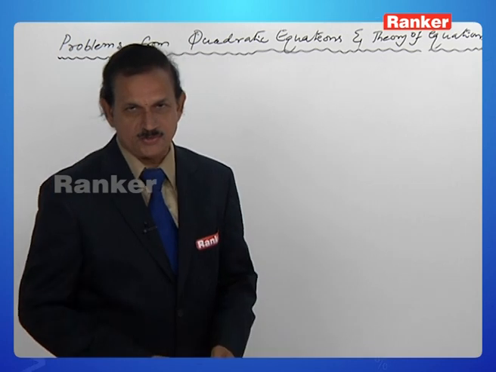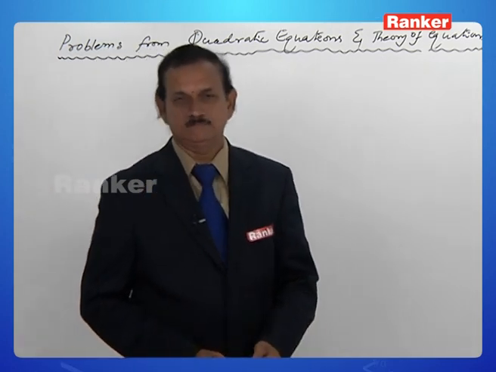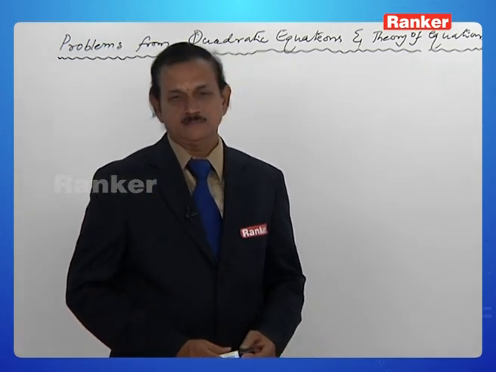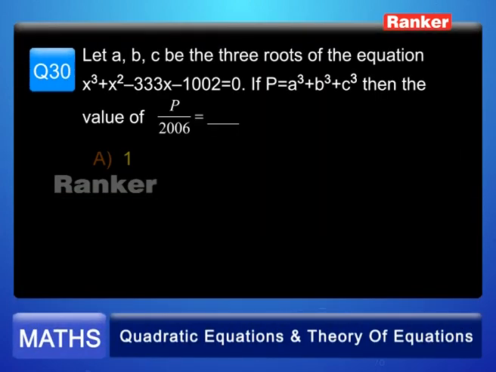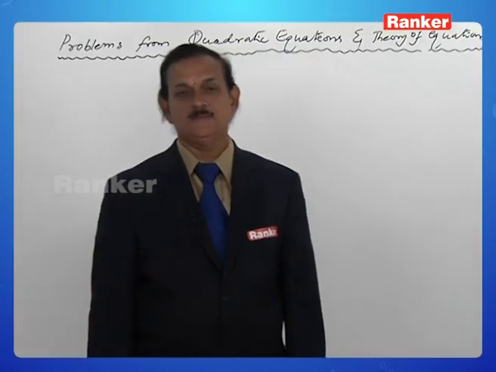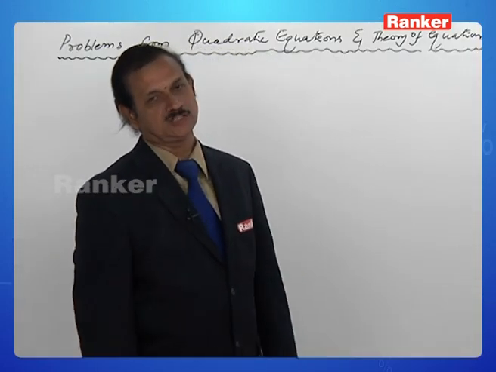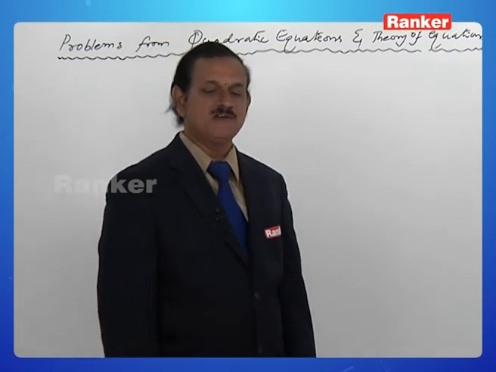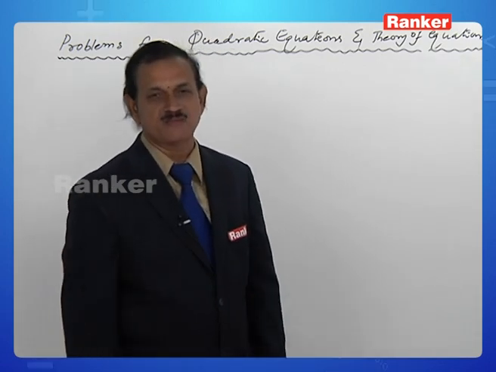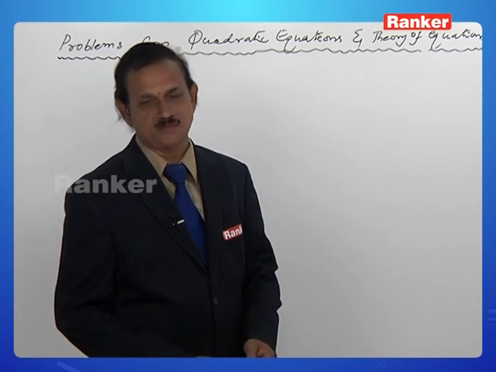It is the time for us to go through the next question, that is question number 30. In this question, he is saying, let A, B, C be the three roots of the equation x cube plus x square minus 333x minus 1002 is equal to 0. If p is equal to a cube plus b cube plus c cube, value of p by 2006 is, here a, b, c are the roots of the equation. Not alpha, beta, gamma. He has just changed the name, that's all. A, B, C are the roots of the equation.